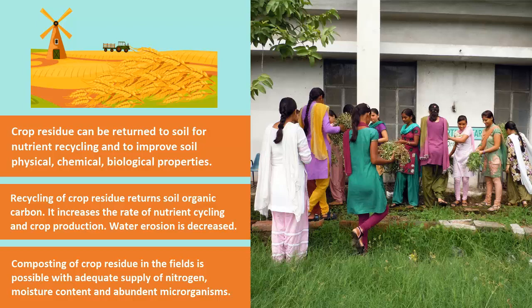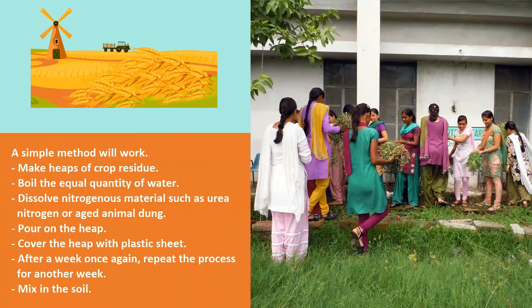Composting of crop residue in the fields is possible with adequate supply of nitrogen, moisture content and abundant microorganisms. A simple method will work. Make heaps of crop residue. Boil an equal quantity of water. Dissolve nitrogenous material such as urea nitrogen or aged animal dung. Pour on the heap. Cover the heap with plastic sheet. After a week, once again repeat the process for another week. Mix in the soil.